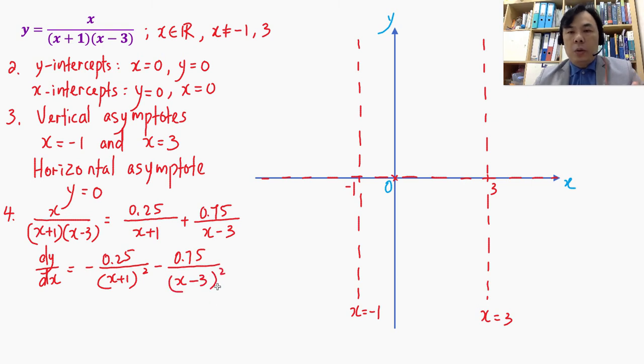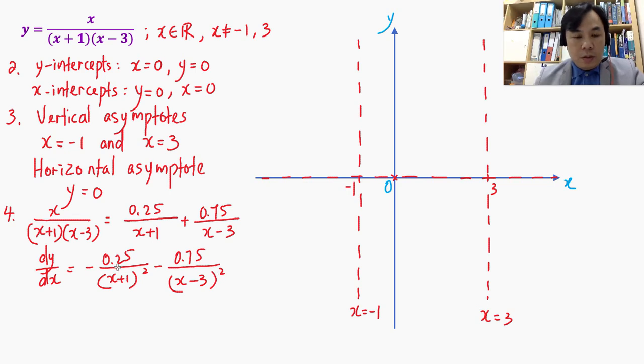Now again, you'll notice that the gradient of this rational function is always negative, because this gradient is always less than 0. So you expect the graph is always going down in this case. All right. So therefore, let's see whether we have any stationary points or not.